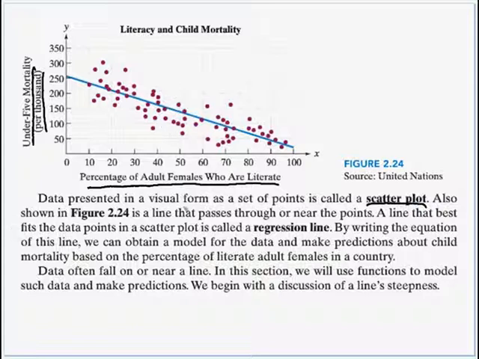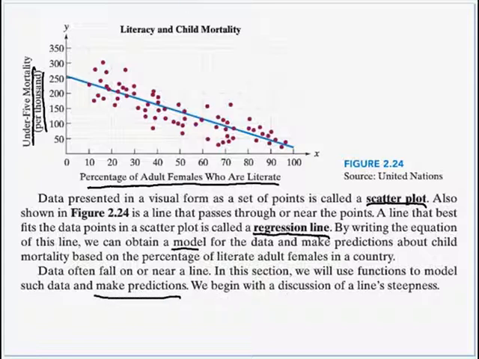As shown in the figure above here, we have a line that passes through or near those points. A line that best fits the data points in a scatter plot is called a regression line, or some books you might have seen that referred to as a line of best fit. By writing the equation of this line, we can obtain a model for the data and make predictions about child mortality based on the percentage of literate adult females in that given country. Data often fall on or near a line. In this section, we're going to use functions to model such data and use that model to make predictions.